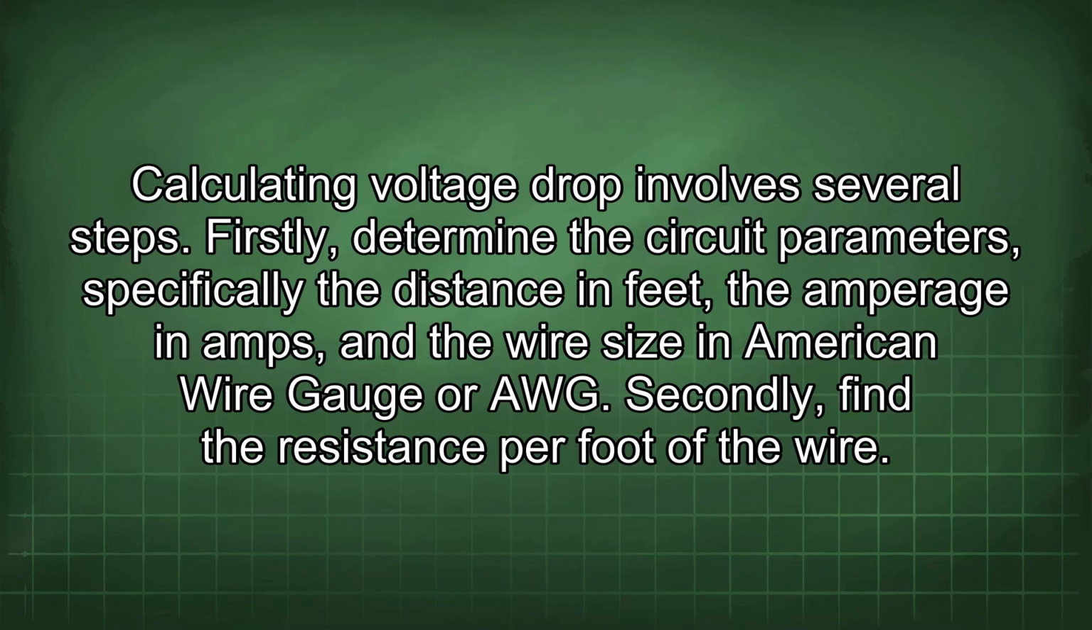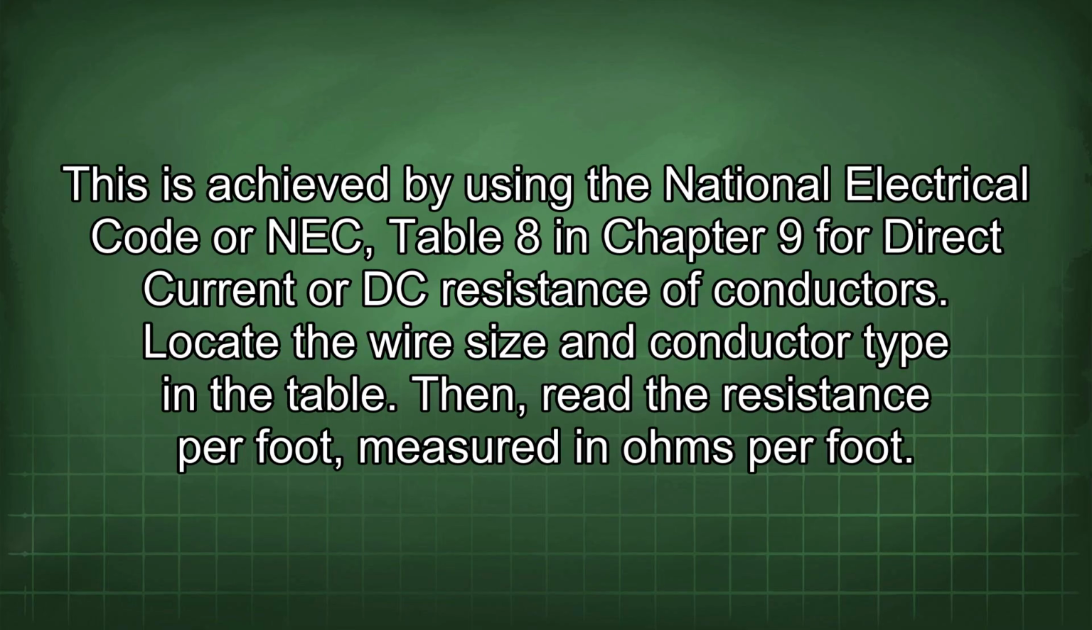Calculating voltage drop involves several steps. Firstly, determine the circuit parameters, specifically the distance in feet, the amperage in amps, and the wire size in American wire gauge or AWG. Secondly, find the resistance per foot of the wire. This is achieved by using the National Electrical Code or NEC Table 8 in Chapter 9 for direct current or DC resistance of conductors. Locate the wire size and conductor type in the table. Then, read the resistance per foot measured in ohms per foot.